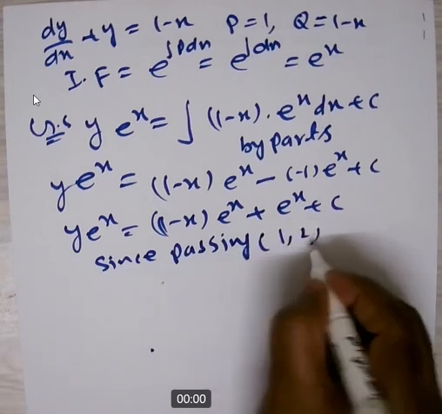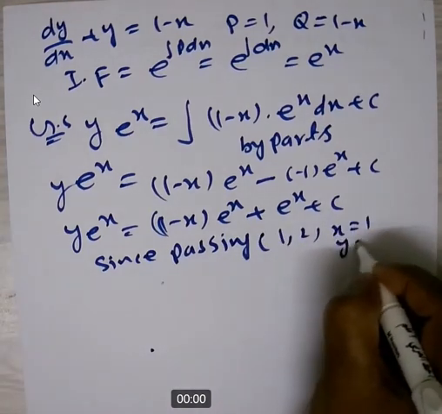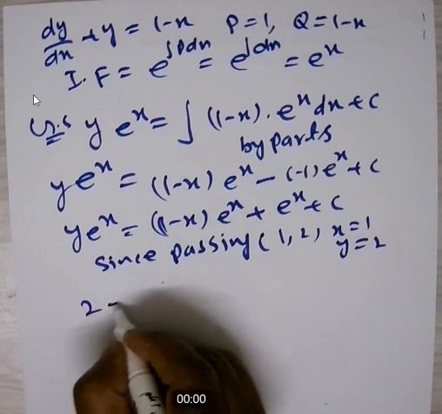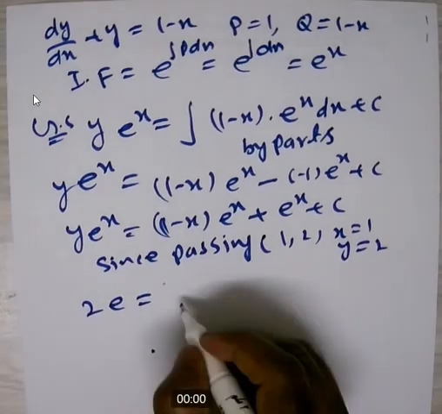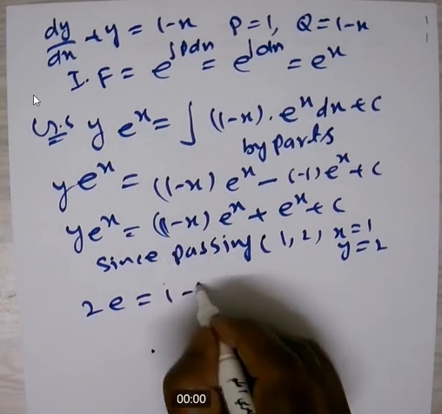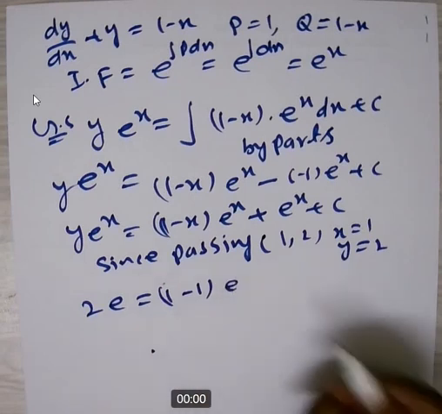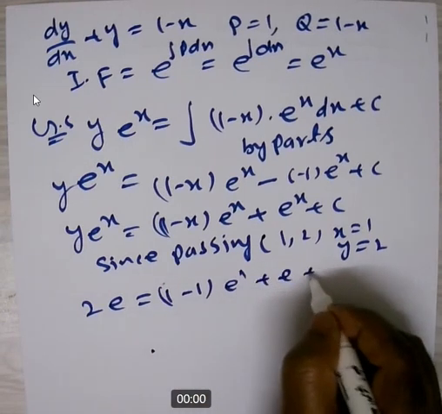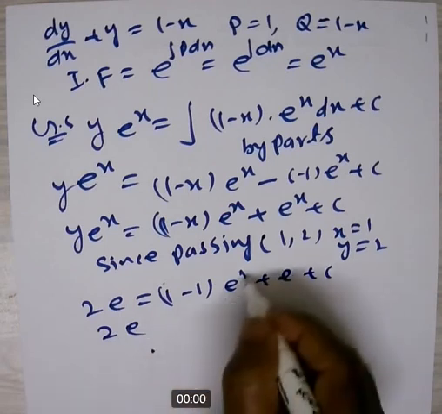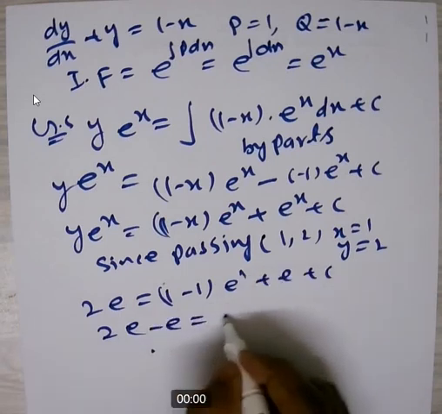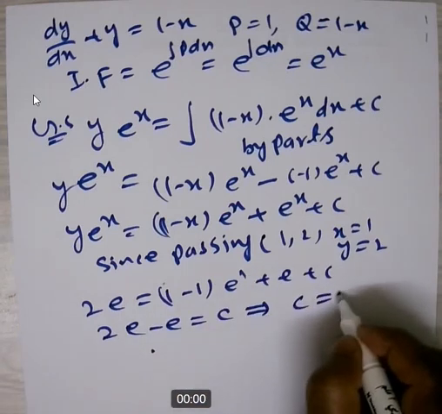But since it is passing through 1 comma 2, x is equal to 1 and y is equal to 2, replace here. So 2 e power 1 equal to 1 minus 1 into e power 1 plus e power 1 plus c. So see that one, 2e, and this one is 0, minus e equal to c. This means c is equal to e.